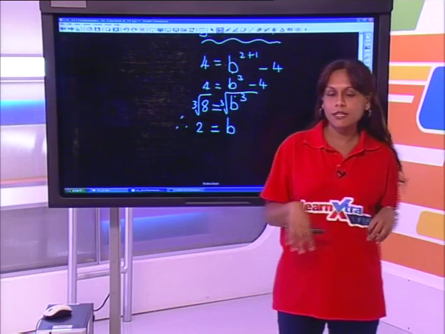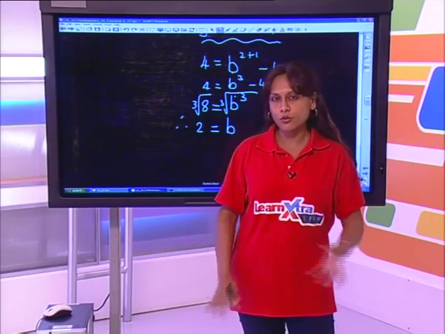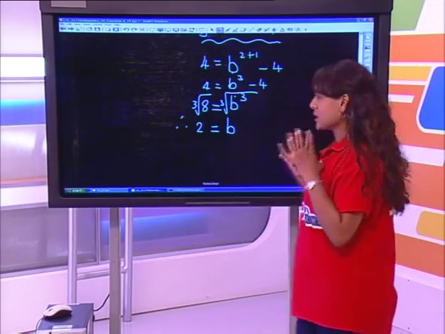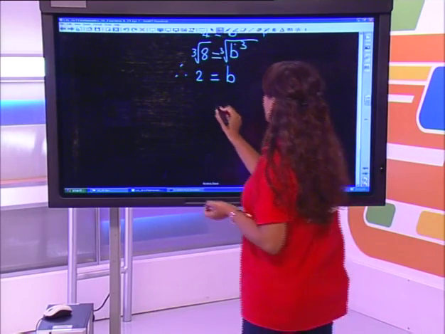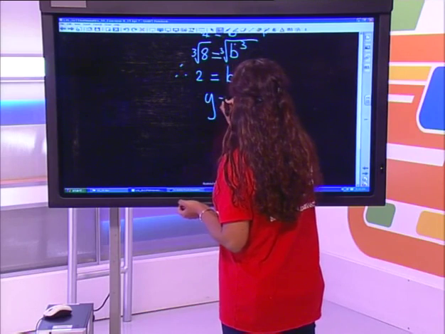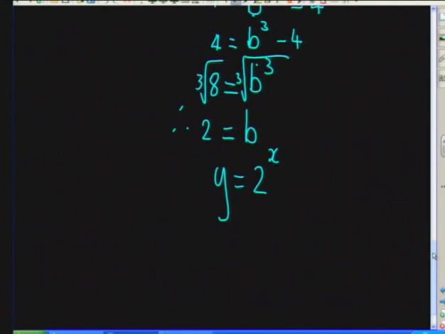We know that b is 2. We've worked out the value for p. We've got the value of q. So now we can write the defining equation for this exponential graph that they've sketched for us as y is equal to 2 to the power of x. Remember, what was the value of p? It was 1. 2 to the power x plus 1 minus 4. Okay. And that is the equation of this graph.